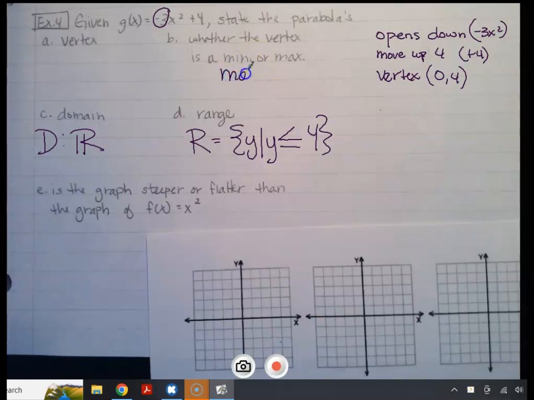It's a max. Good. And you said the vertex was (0, 4). Glorious. So how about, is the graph steeper or flatter than the graph of f of x equals x squared? It's going to be steeper, because there's a positive number. Last time it made it steeper.